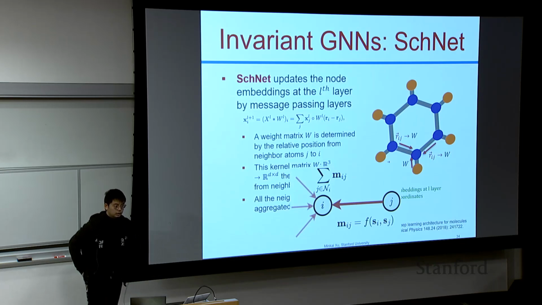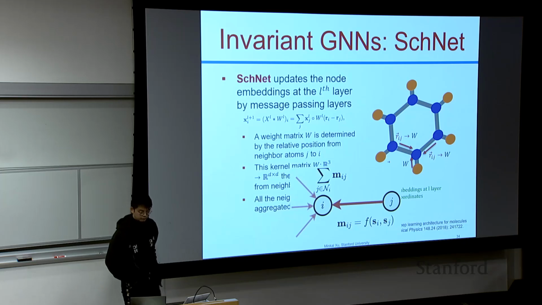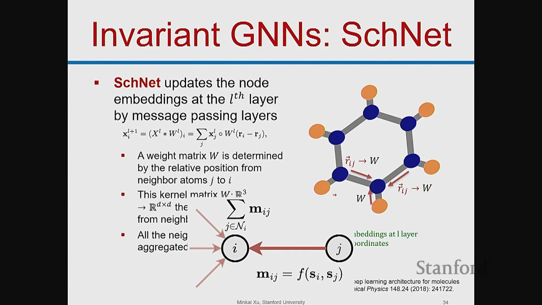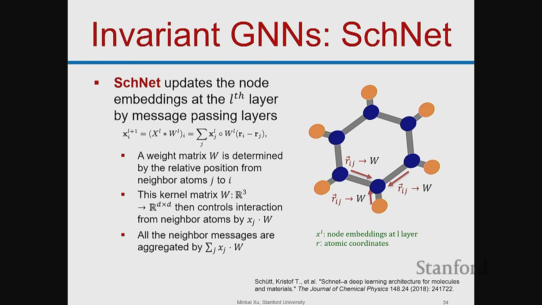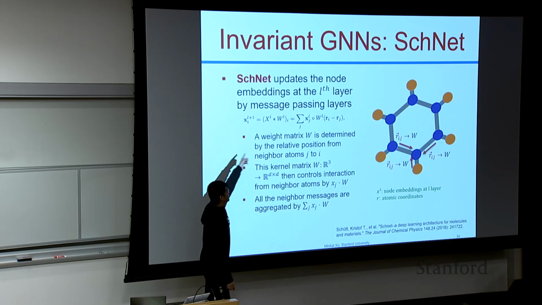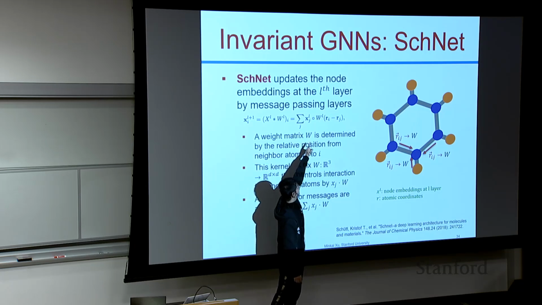Now let me introduce the first class of geometric models, which is the invariant graph neural network. This is SchNet, which has been around for many years, maybe 5 years. I think it is one of the first graph neural networks on 3D structure. It is still the message passing framework. So let's see the equation: on the L-th layer, how we update the node embedding.